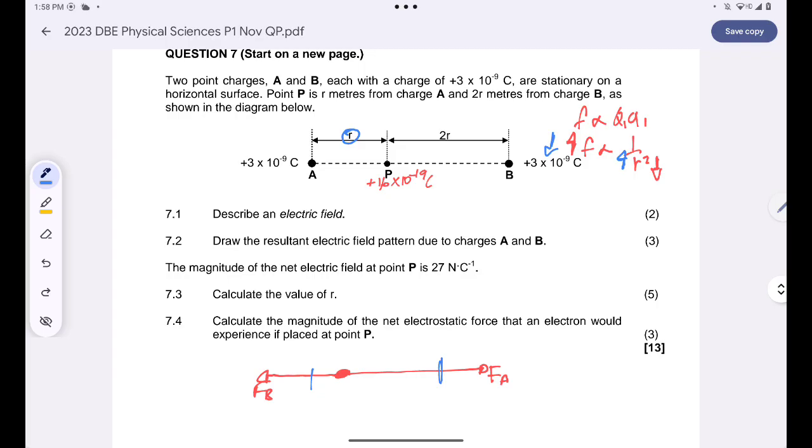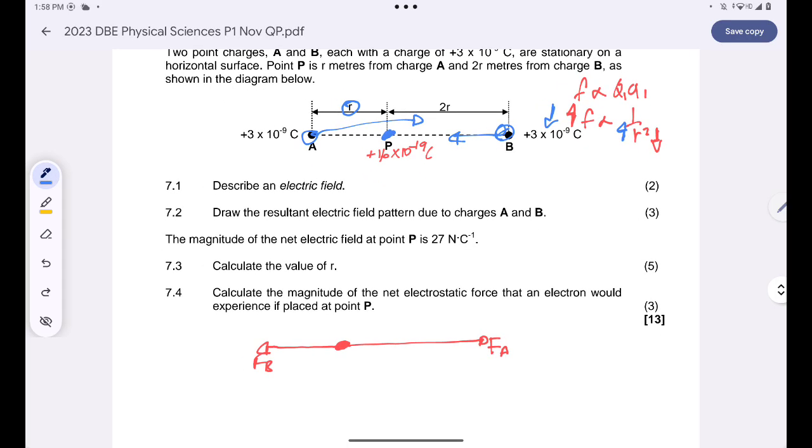And if you can check, all these 3 charges are positive, né? However, our point of reference is point P. We want to see how P behaves in the presence of these two charges, right? So firstly, charge A will push charge P to the left, and then charge B will push charge P to the right. And that's how we end up with this free body diagram showing the forces that are experienced by charge P.